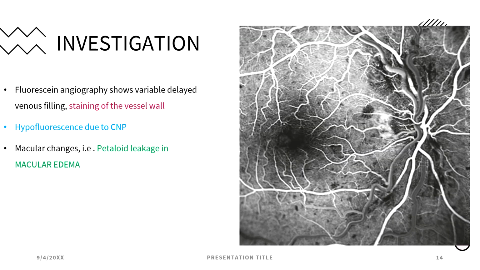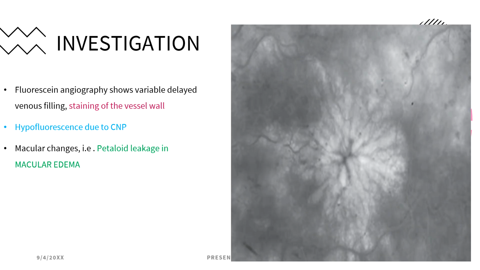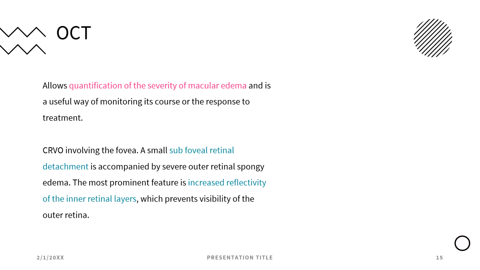Investigation: fluorescein angiography shows variable delayed venous filling and staining of blood vessels. Hyperfluorescence is due to capillary non-perfusion areas, and macular changes are petaloid leakage in macular edema.